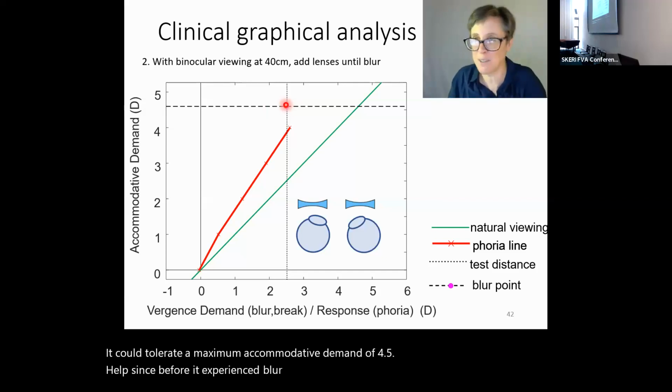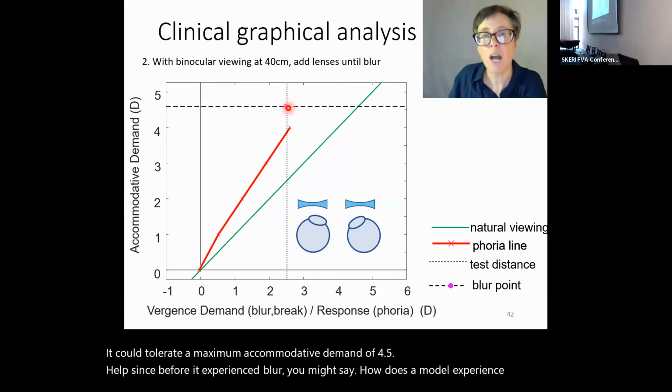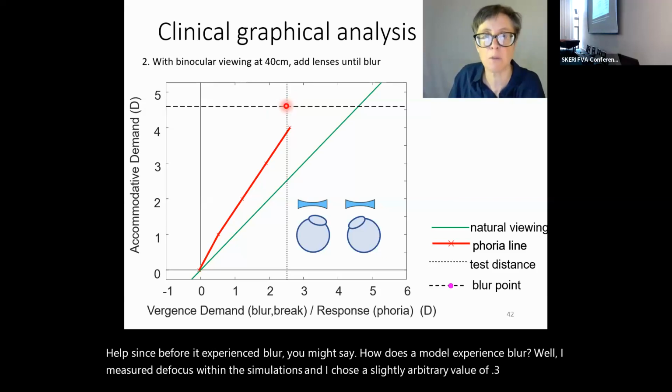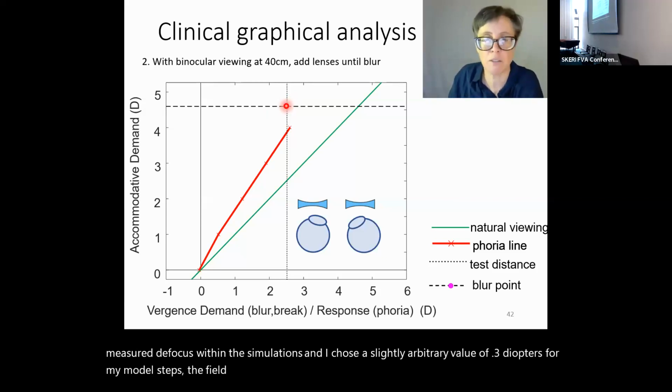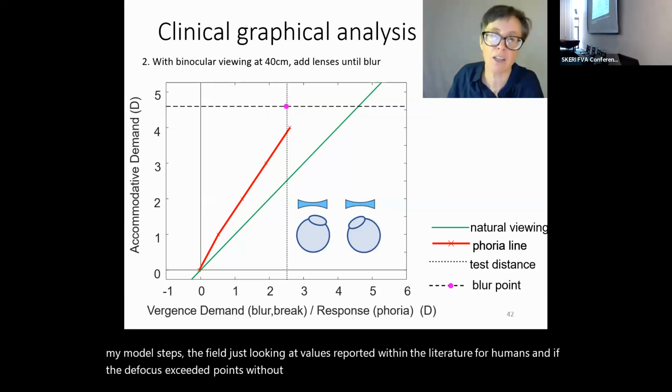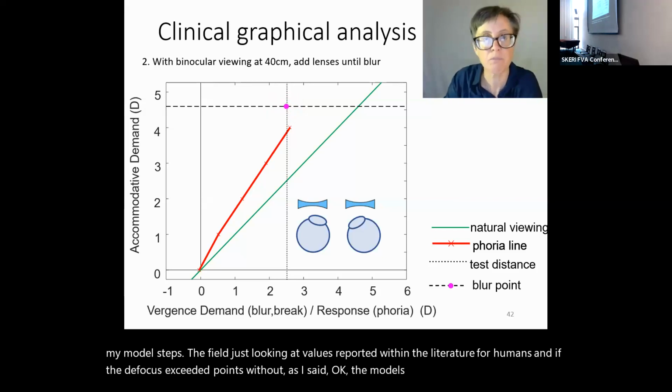You might say, how does a model experience blur? Well, I measured defocus within the simulations, and I chose a slightly arbitrary value of 0.3 diopters for my model's depth of field, just looking at values reported within the literature for humans. And if the defocus exceeded 0.3 diopters, I said, okay, the model's experiencing blur.